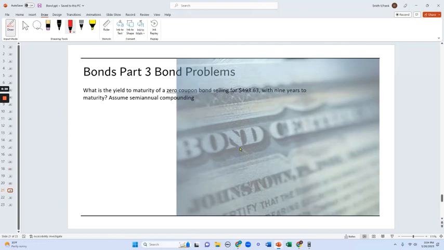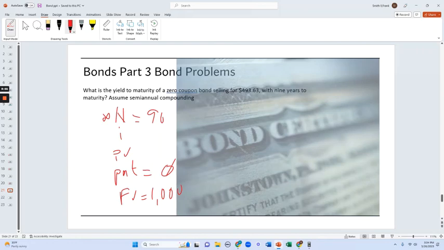All right, next problem says, what is the yield to maturity of a zero coupon bond selling for $493.63 with 9 years to maturity? Well, I do them all the same. You know that by now. Payment, future value. It's going to mature at $1,000. We know that it has 9 years to maturity. We also know that the payment is 0. It's a zero coupon bond. And of course, we're going to do semi-annual.